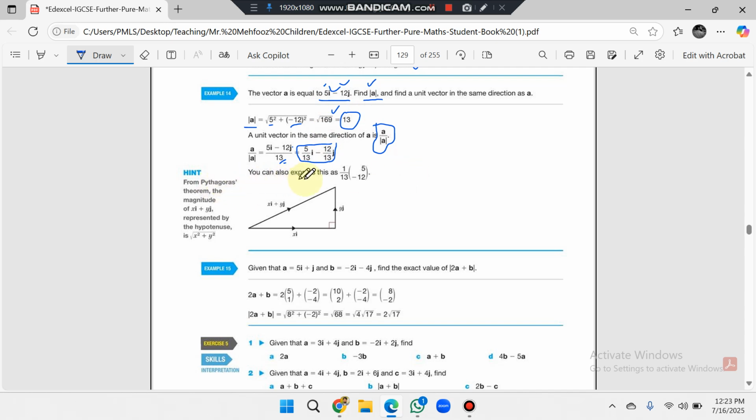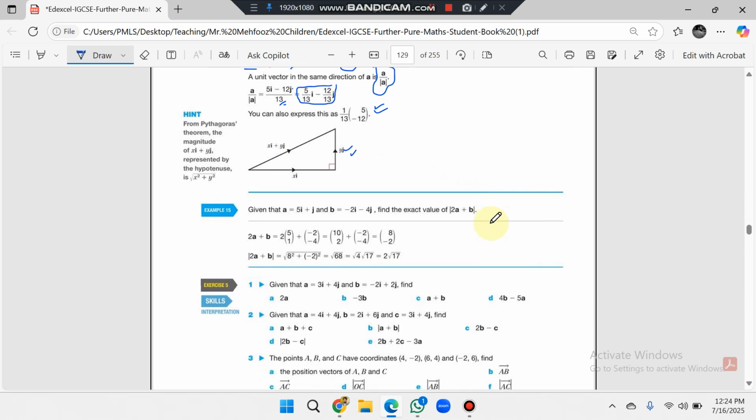No. Okay, you can also express this as 1 over 13 into (5, minus 12). So now you just use the column notation to express this unit vector, as we take the common 1 over 13, and 5i minus 12j can be written in this column matrix form. So this is the general triangle for this given vector. From Pythagoras theorem, the magnitude of xi plus yj, represented by the hypotenuse, becomes the square root of x square plus y square. Any problem in this example?